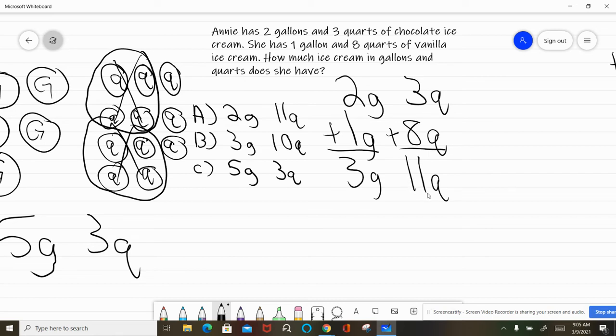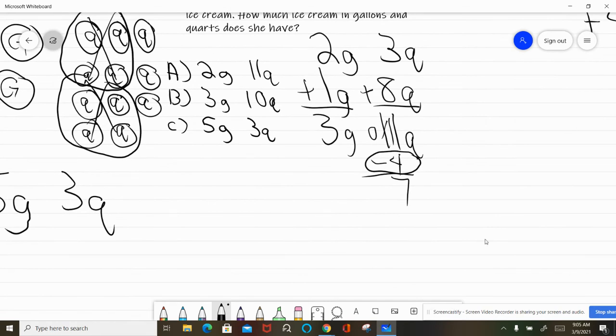Ask yourself, can I take away 4 of these quarts to make a gallon? Yes, so 11 minus 4 is 7. Now this is very important. I want you to circle the minus 4, and I'll show you why. We have 7 more quarts.